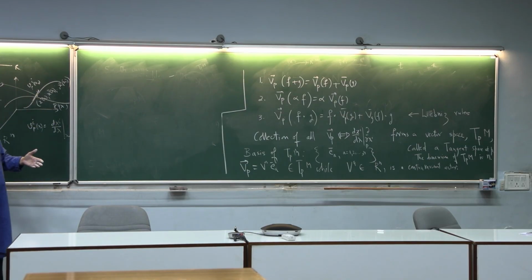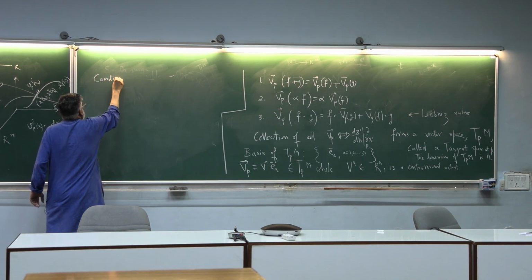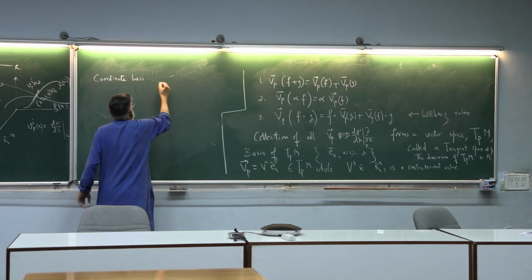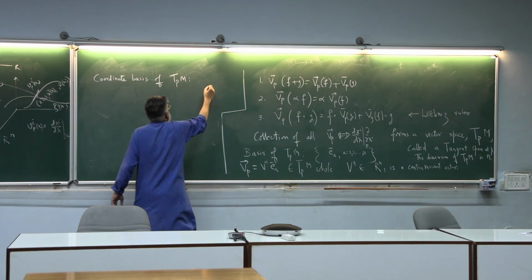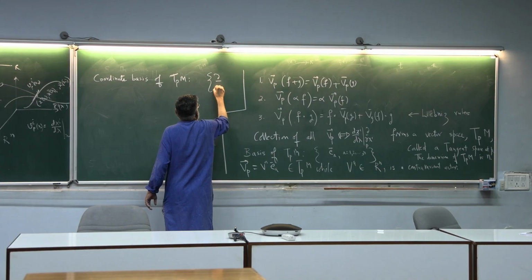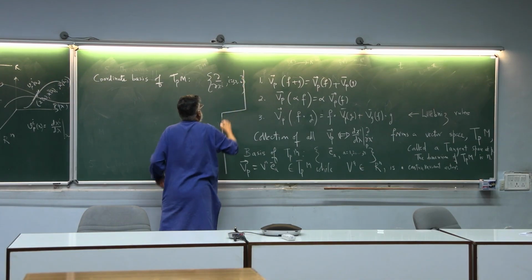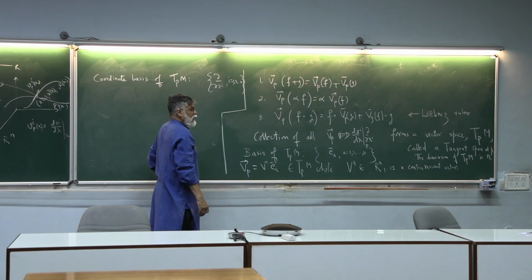First of all, there is a natural basis. Abstract basis is that arbitrary vector. There is a natural basis. The natural basis is called the coordinate basis. Okay. The so-called coordinate basis of the tangent space T_pM is this set, del by del x^i, i going from 1 to n. So, there are n such elements of the basis: del x1, del x2 and so on.